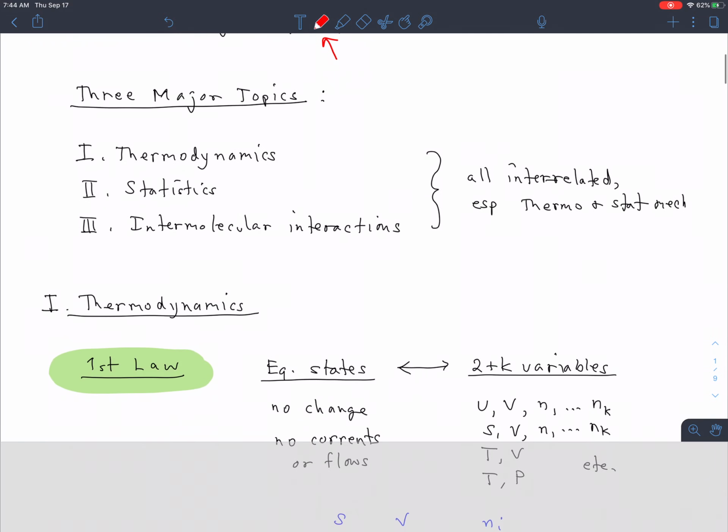All right, we've covered 3 major topics: thermodynamics, statistics, and intermolecular interactions. The first 2, of course, are by far the most important ones. The last one was a fairly short section, but we'll talk about that anyway. All these topics are interrelated, especially the thermo and stat mech. I've emphasized that from the beginning, and of course, I think people know what that means. The statistics underpin, I guess is the right word, the second law of thermodynamics especially.